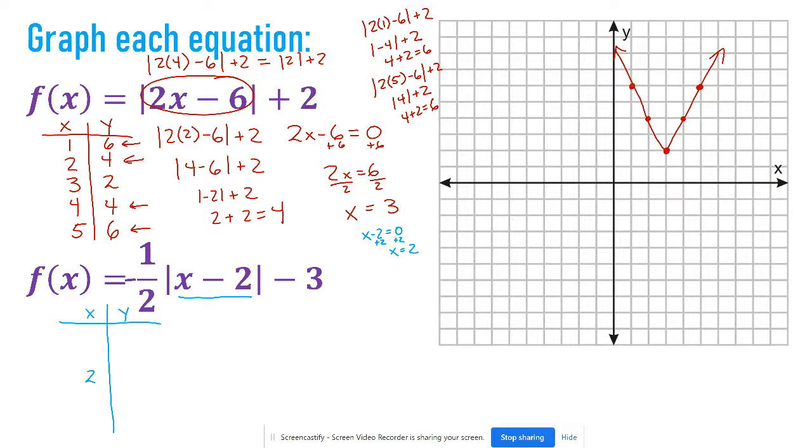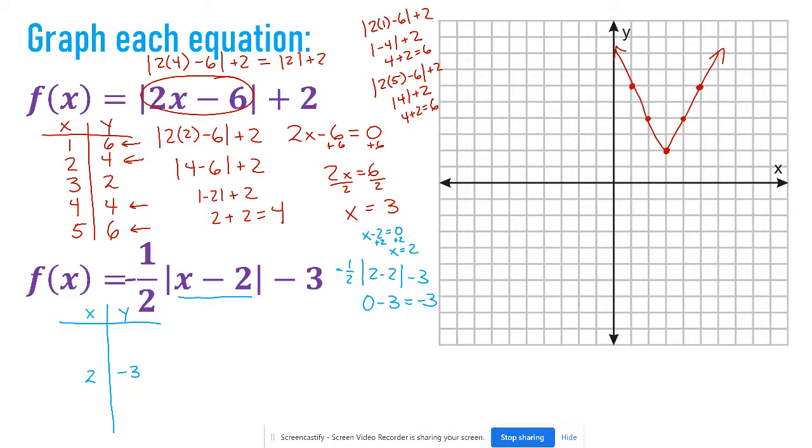All right, so what I want to do is plug in 2. So I'm going to have negative 1/2 absolute value of 2 minus 2, because I plugged 2 in for x, minus 3. And then I should get 0 in that absolute value, which I do. 0 times negative 1/2 is still 0. So I get 0 minus 3, which is equal to negative 3. So 2 puts me at negative 3.